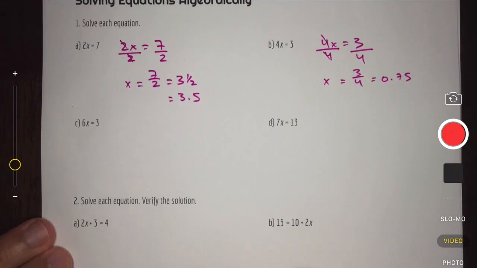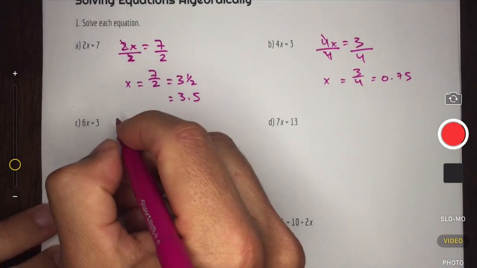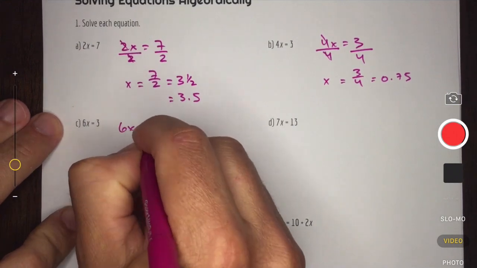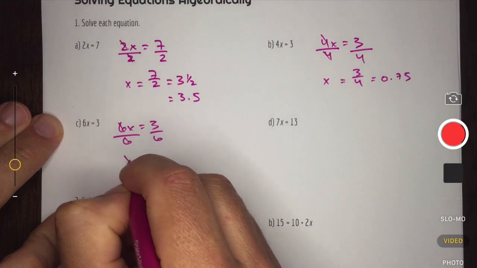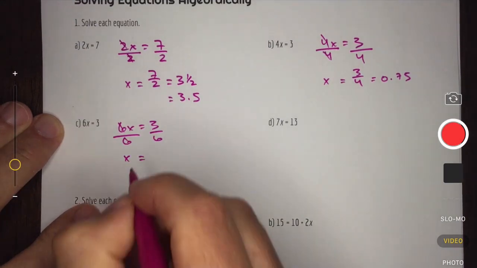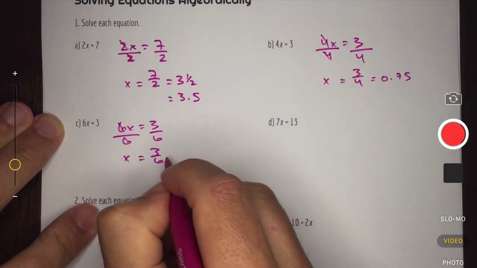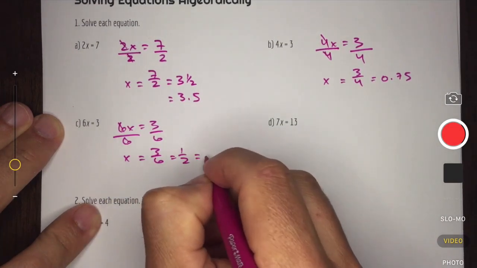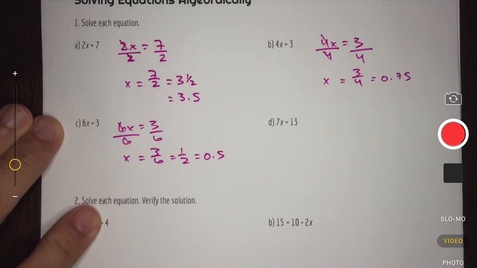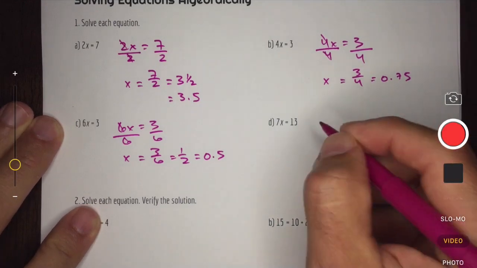Let's keep going really quickly with examples C and D. So 6x equals 3. Divide both sides by 6. Those cancel out. It's going to leave me with x. 3 over 6 is going to simplify down to 1/2, or if I'm using a calculator, that may equal 0.5. You can see, and you'll get used to this as well, that this goes fairly quickly.